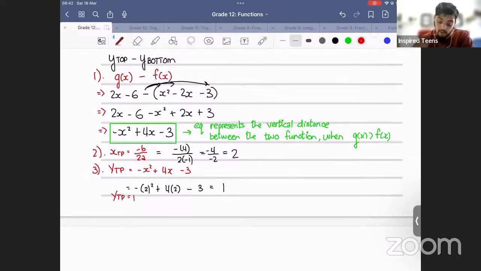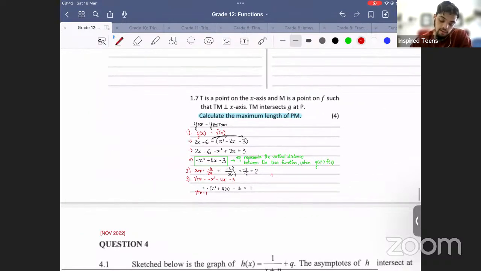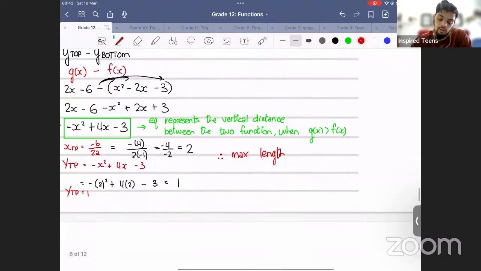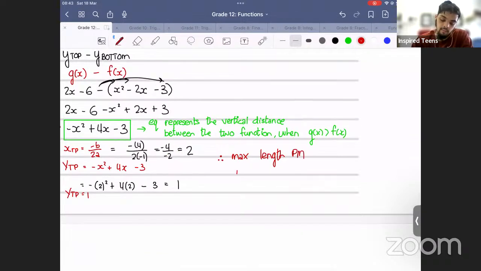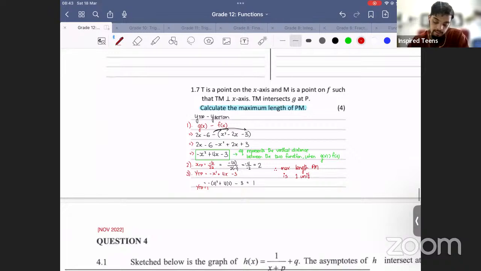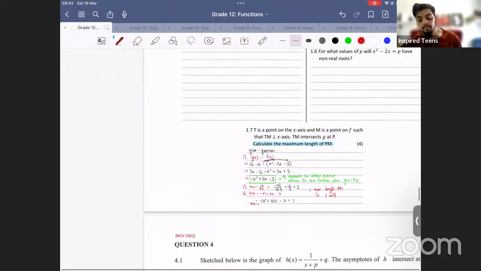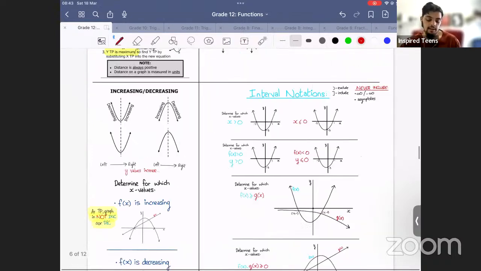Since the y turning point is 1, you can also say, therefore, your answer, max length is 1. In this case, they don't give units, so it's just 1 unit. Okay, I hope that makes sense. So that's maximum distance. Minimum distance works exactly the same.